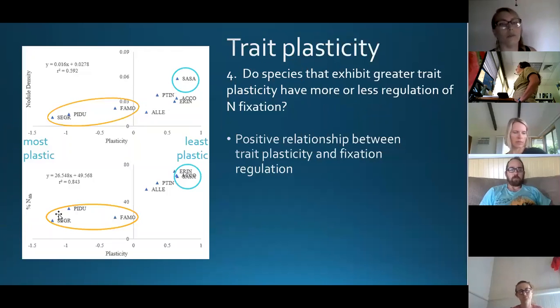So this is more plastic, this is less plastic. This species right here is actually a low risk species here in Hawaii, but it's considered invasive on other tropical islands.